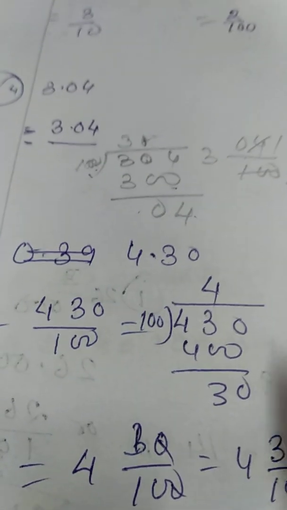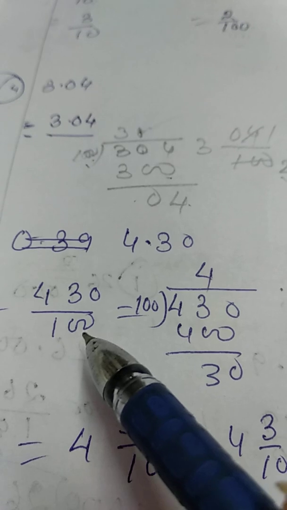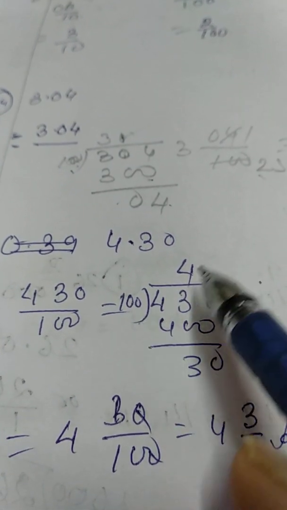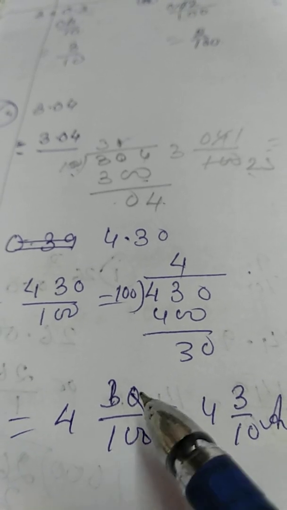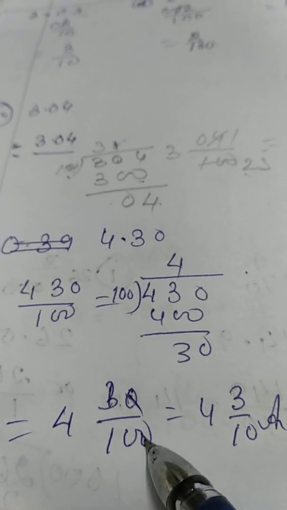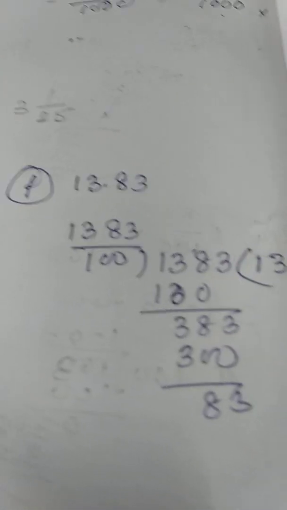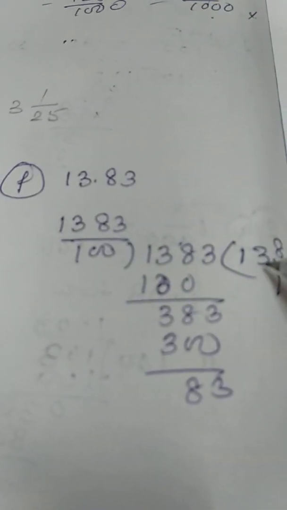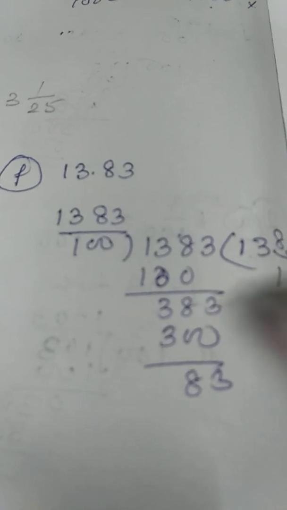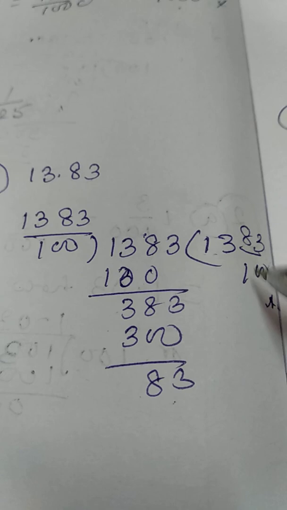Next, 4.30. For 0 I am removing, I am putting 100, dividing 400, 400. So the answer will be 430 by 100. 1 0 I am cutting here, 1 0 I am cutting here, I am getting 3 by 10, 3 by 10 answer. Next, 2, so 100, dividing by 100, 100, 3, 8, 3, 300, 83 I got, so 83 by 100 answer.